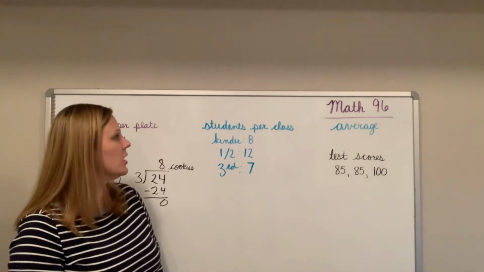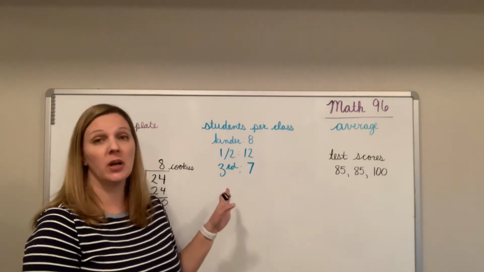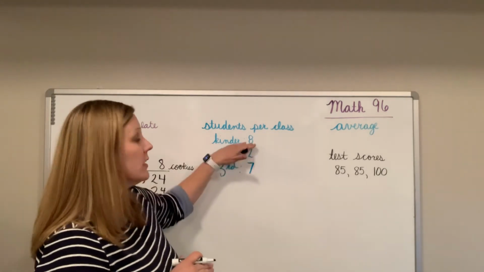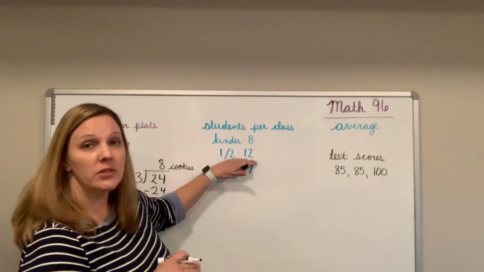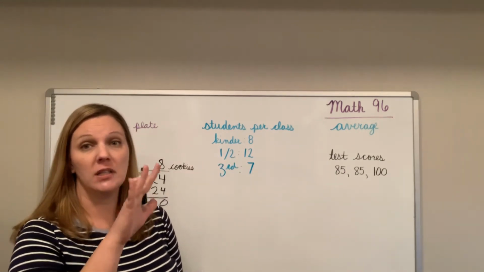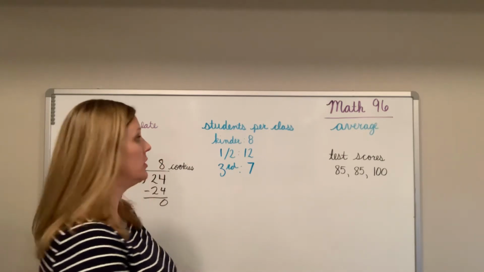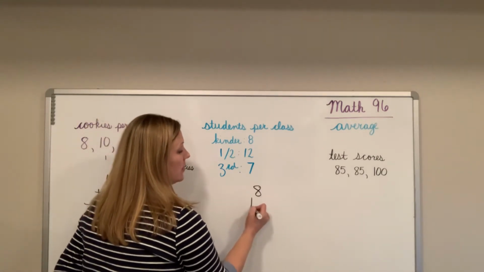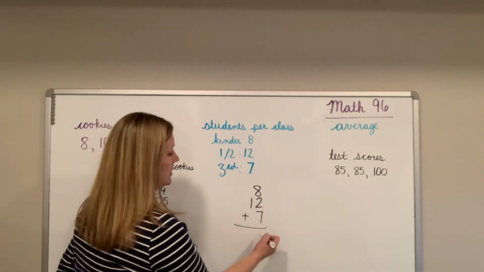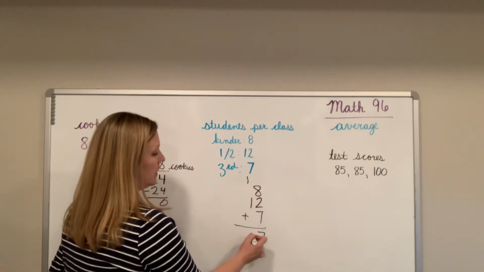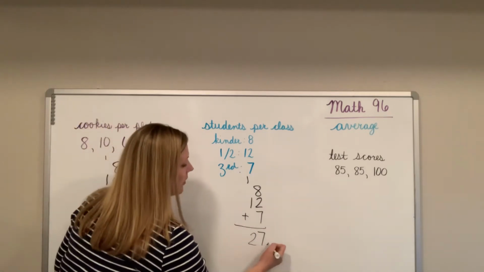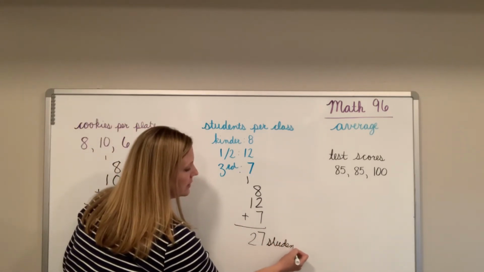Let's try another average. What if we wanted to average the number of students per class in the kinder, first, second, and third grade classes at Coram Deo? Well, there's 8 students in kindergarten, 12 students in first and second grade, and 7 students in third grade. So to find the average, we first need to add up the total number of students in those classes. So we're going to add 8 plus 12 plus 7. 8 plus 2 is 10, plus 7 is 17, and then 1 plus 1 is 2. So I have 27. What's my label? Students. I have 27 students in those 3 classes.